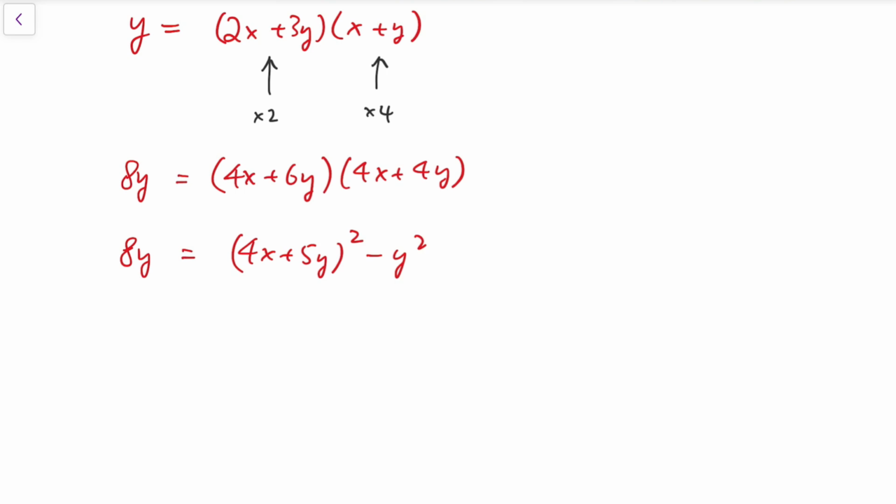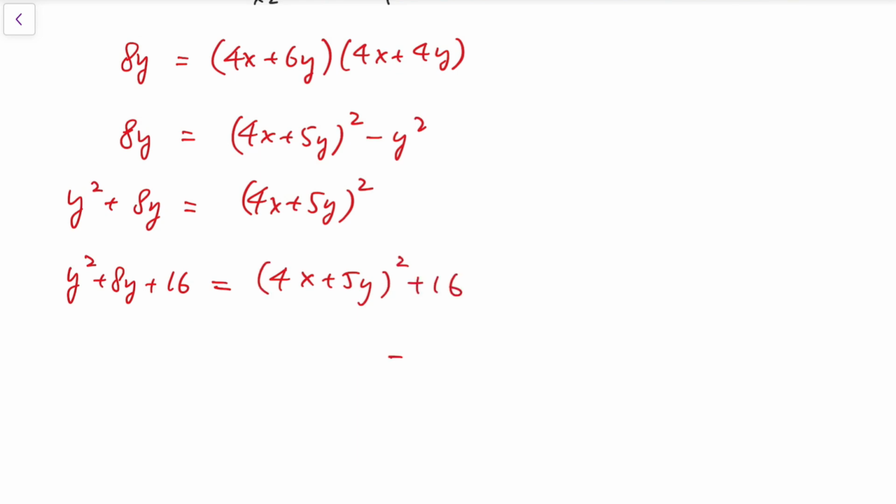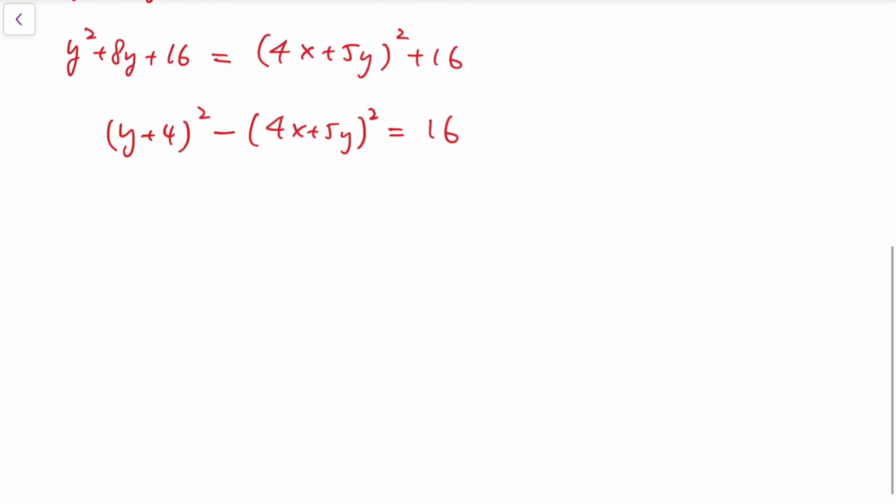I'm going to move the y squared to the left so that y squared plus 8y equals 4x plus 5y all squared. Then I'm going to further complete the square for the expression at the left, which gives y squared plus 8y plus 16 equals 4x plus 5y all squared plus 16. So simplifying, we have y plus 4 all squared minus 4x plus 5y all squared equals 16. Now we have difference of squares equal to 16.